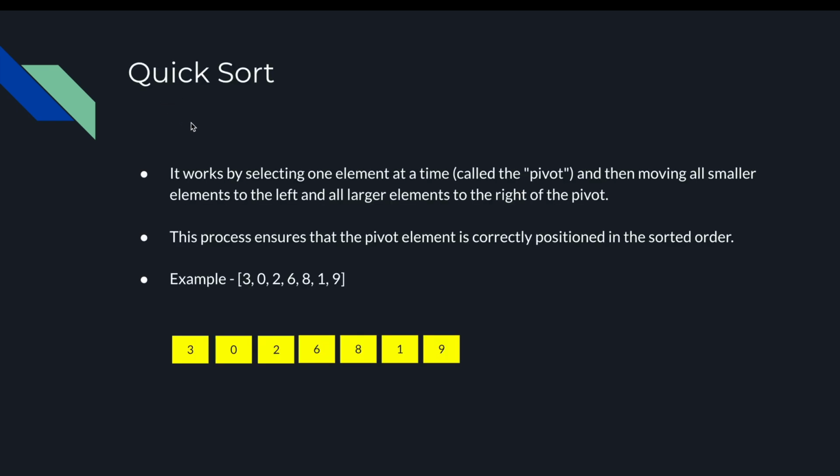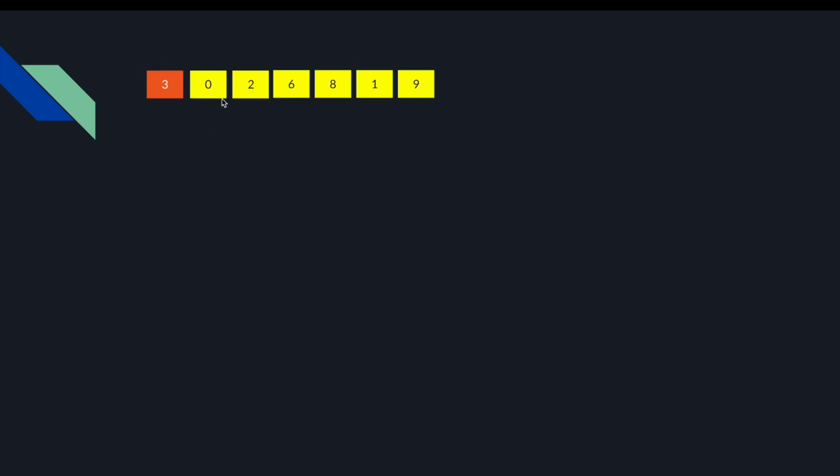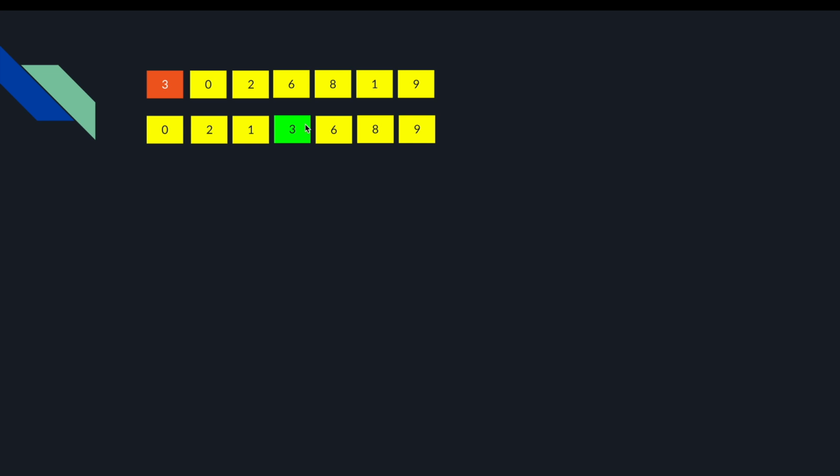Now if you remember the definition, we have to move all smaller elements to the left and all larger elements to the right. So let's try to do that. The smaller elements are 0, 2 and 1, right? Let's move them to the left. And the larger elements are 6, 8 and 9. We will move them to the right. So now you can see the pivot point is correctly positioned. All the smaller elements are on the left hand side and the larger elements are on the right hand side. Simple, right? Now we will repeat this process until the whole array is sorted.